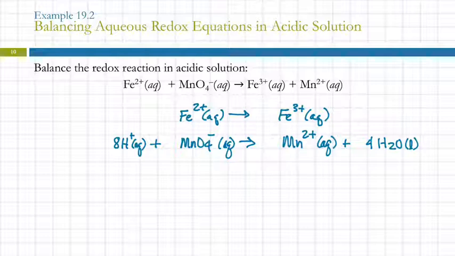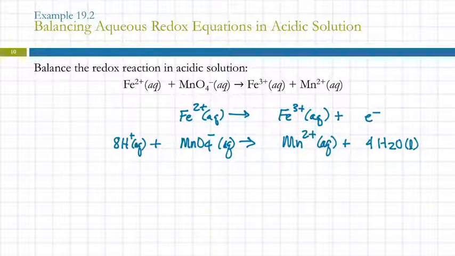Now we're going to balance charges. So on the top here, I have a +2 on this side and a +3 on that side. We're not going for 0. We're going for the same on each side. So I'm just going to add 1 electron on the product side, because +3 and -1 is +2, and this is +2.